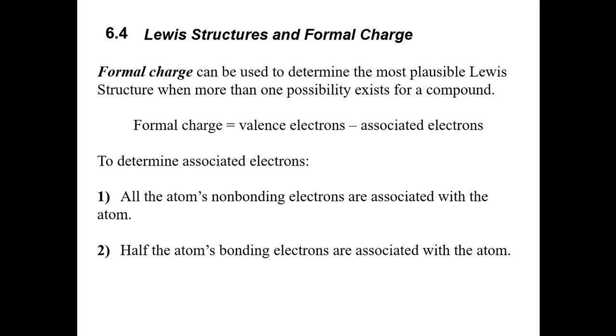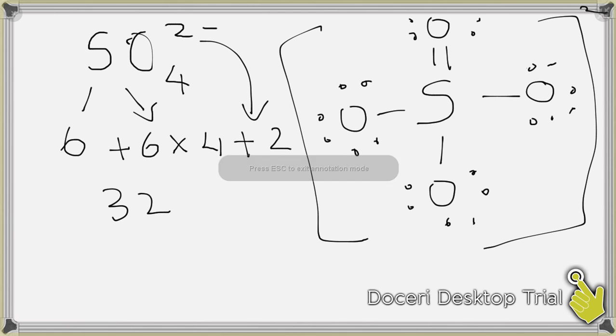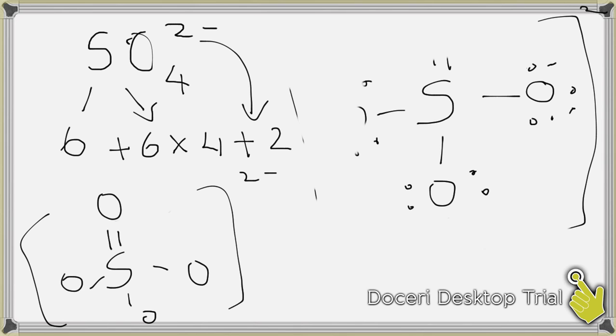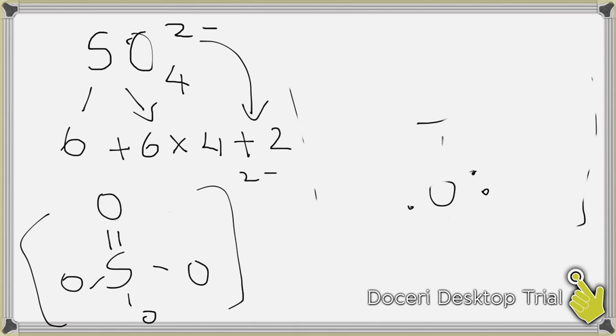So formal charge is another thing. Formal charge is important to determine which Lewis structure is most stable. So for example, for my sulfate, I can draw two Lewis structures, okay. S, O, O, O, and then I can draw that same thing as this one. I can also draw this one, okay.